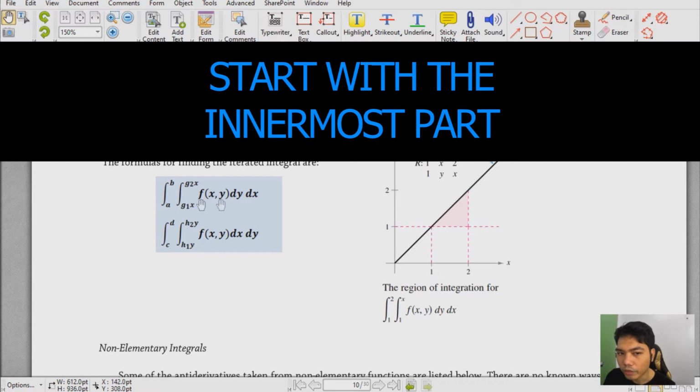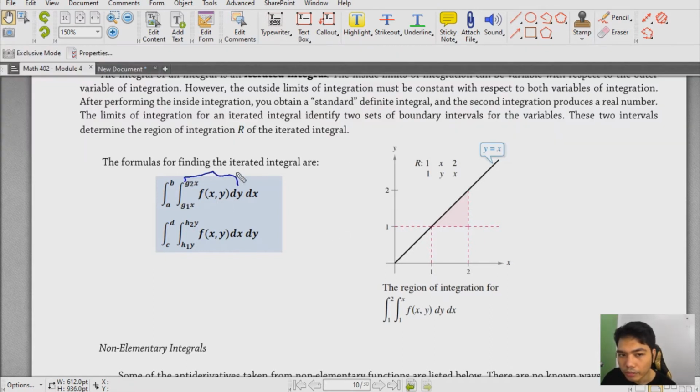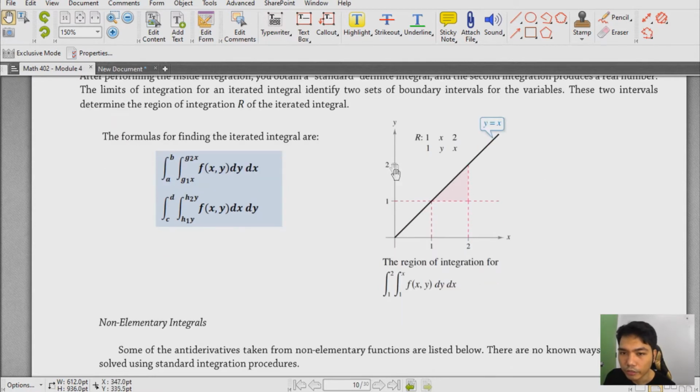So you start with the innermost part. So halimbawa, you want to integrate this. So you start with this variable and then after integration, ito namang nasa labas. So ganun yung concept niyan. And the region of integration, as you can see in the figure, so meron tayong figure dito, xy plane lang to, no? So the region of integration, so halimbawa, nag-integrate ka.